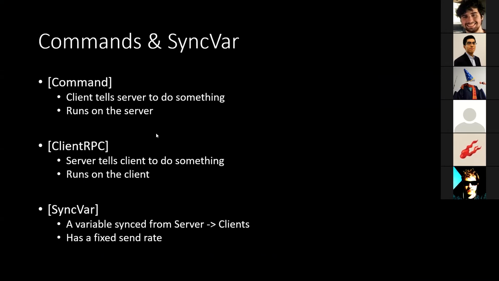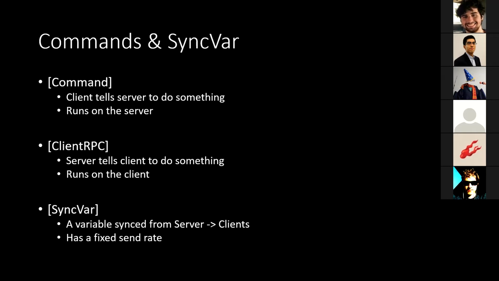So I think I have a next slide here that shows what the commands and client RPCs look like. A command is when the client tells the server to do something, and whatever's inside of the command is run on the server's copy of that object. A client RPC is when the server tells a client to do something, and that piece of code is run on the client's copy of the game object.